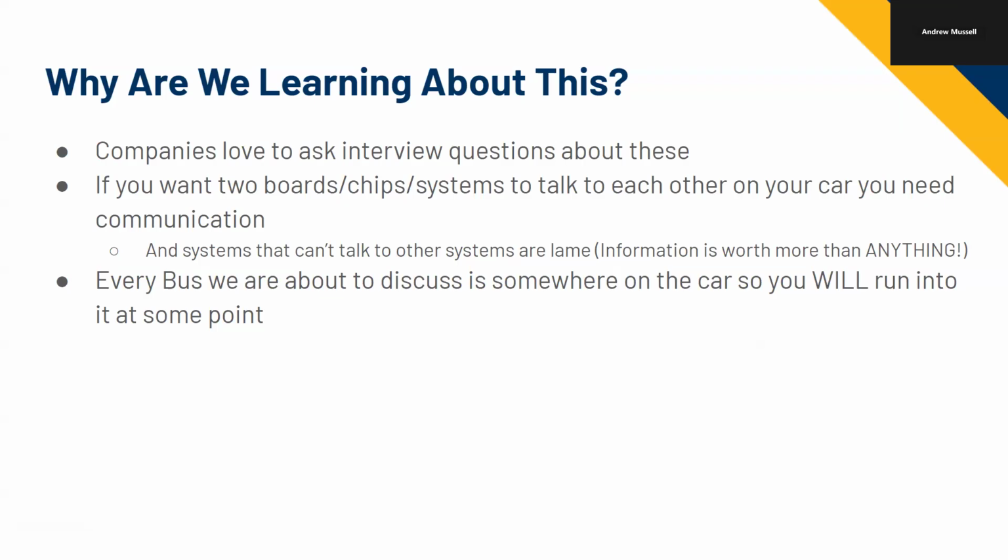Communication is very important. And honestly, systems that can't talk to each other are kind of lame, because then you can't get any information and you can't do any cool computation or decision making because you have no information input or output. So these are really important, and every bus that we're about to talk about is somewhere on the car. So you're going to run into this at some point. And if you know how it works, your life will probably be a lot less painful than if you don't know how it works.